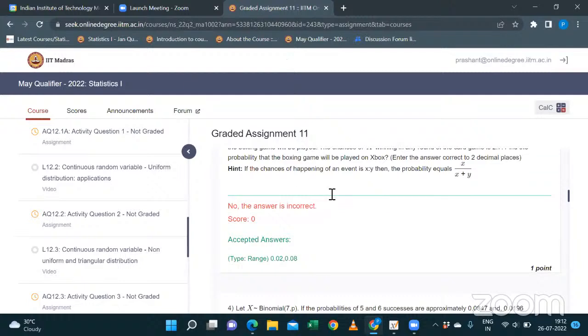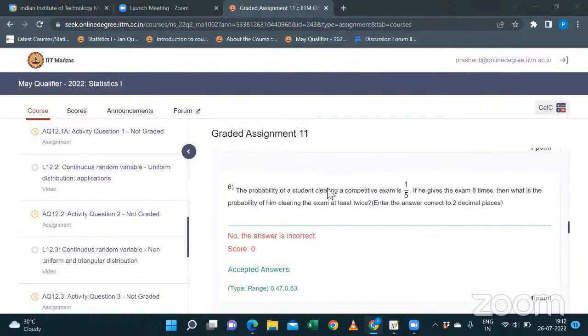Okay, Question 6 of graded assignment 11. Question number 6. The probability of a student clearing a competitive exam is 1 by 5. If he gives the exam 8 times, then what is the probability of him clearing the exam at least twice?